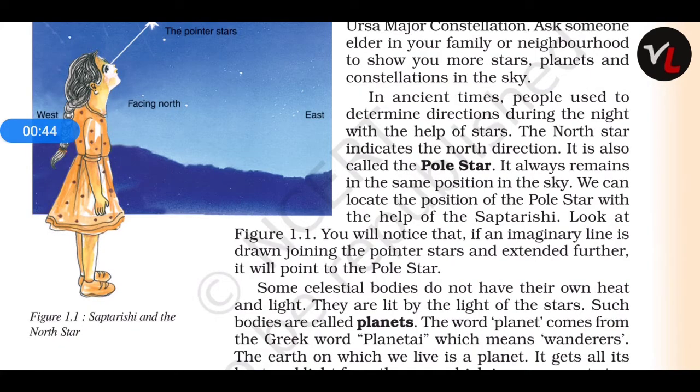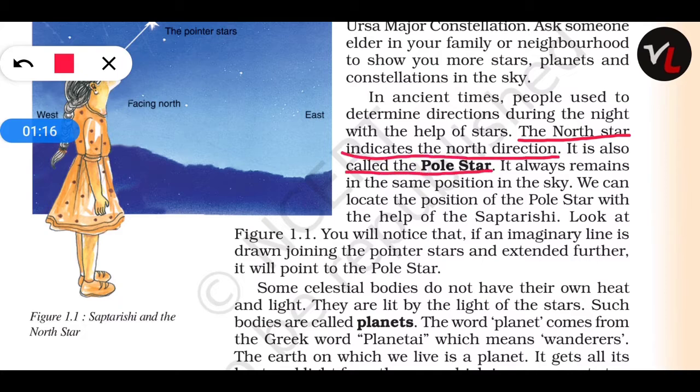Next is the pole star. In ancient times, people used to determine directions during the night with the help of stars. When there were no devices for it, people relied on these stars. The North Star indicates the north direction. It is also called the pole star. So, which is known as the pole star? The North Star indicates the north direction. It is also called the pole star. It always remains in the same position in the sky. We can locate the position of the pole star with the help of the constellation Saptarishi.